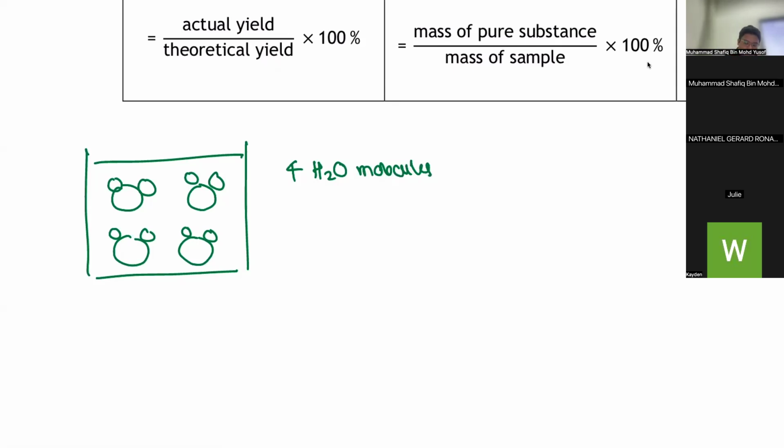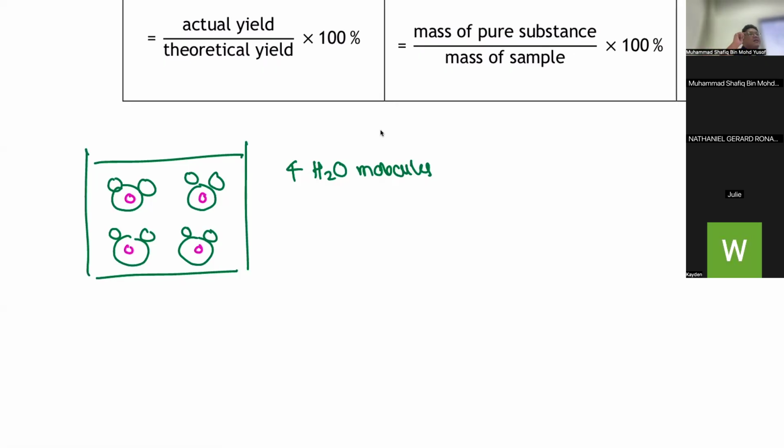Okay, the big one is O, and the small ones are H's. Okay, you all can get my point. So 4 water molecules in this case. I'm going to give you this example, then later you will try the next few examples by yourself.